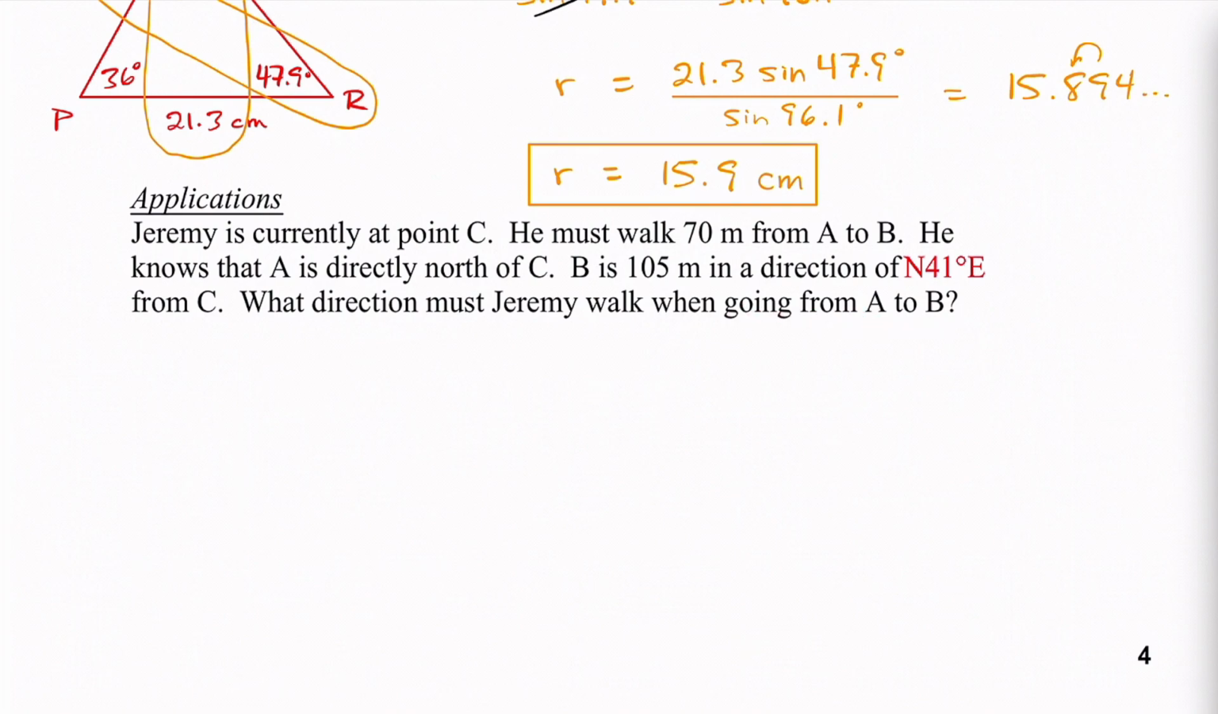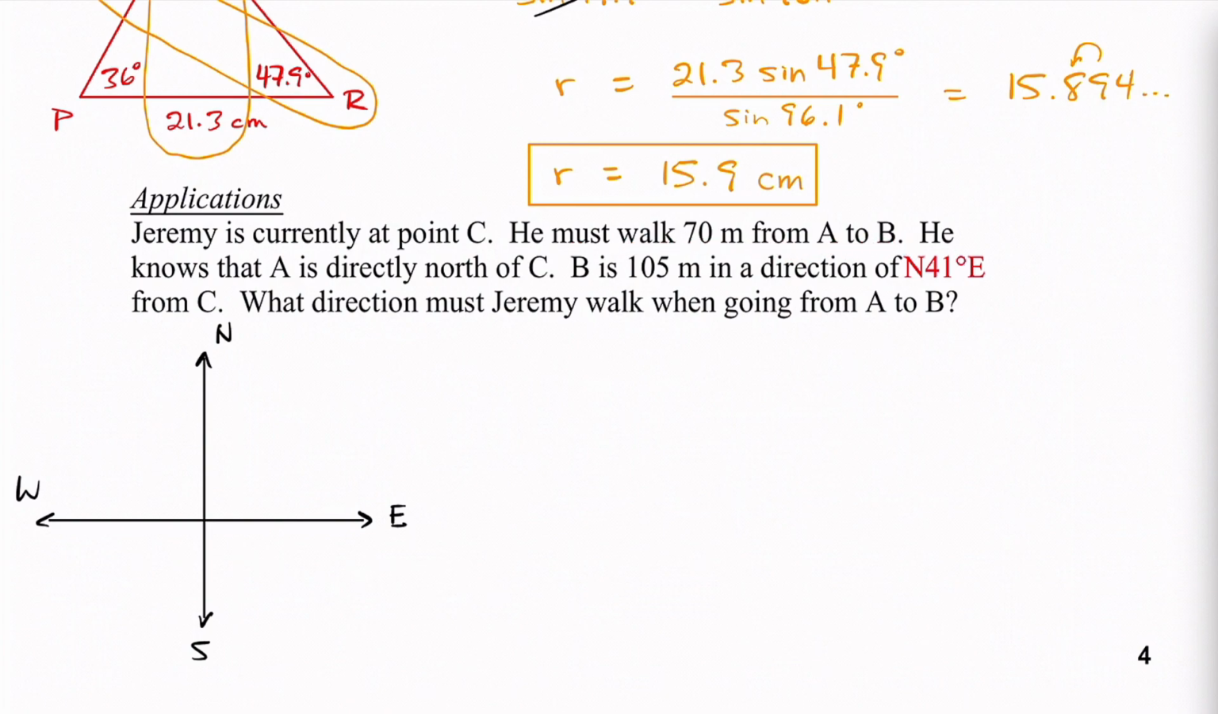Okay, so questions like this, there's a lot of information. Whenever you have something with directions, you're going to want to draw a grid, okay? And then just go through each piece of information piece by piece. So I'm going to draw my north, south, east, west here. So I got my grid, and then I'm going to go through my information. So it said Jeremy is currently at point C. Okay, he must walk 70 meters from A to B.